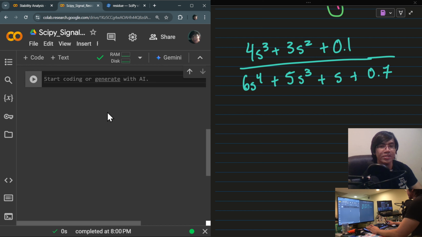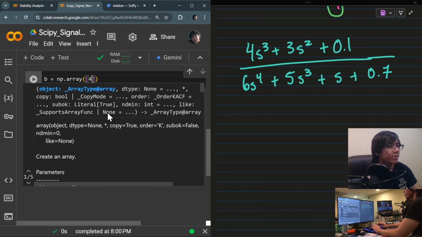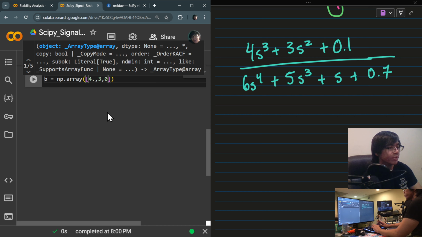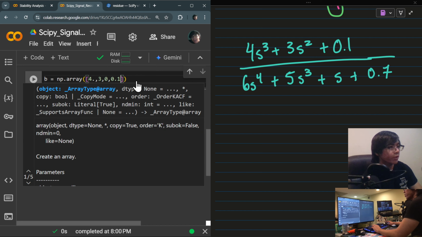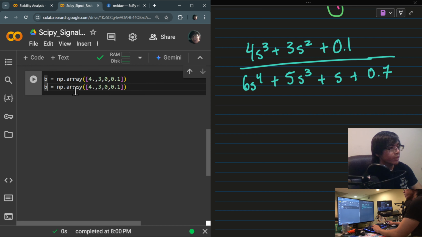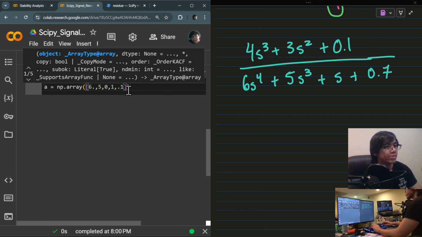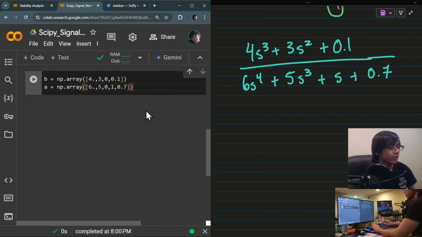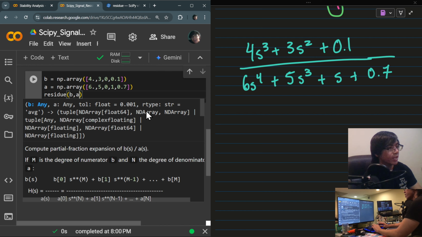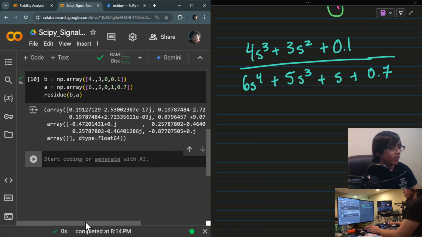I have some values up top there just to compare, in case this made-up example doesn't give me the things I'm looking for. Namely, I'm looking for a conjugate pair to show what it looks like and why those exist. I should have numpy imported at the top already. Remember, b was the numerator, so I go 4, that's the highest power, then 3, then we skip s, so we put a 0, and then we have 0.1. I'll copy that for the a array. Here we start with a 6 as the fourth, 5s cubed, we skip squared, and we have s as 1, and then 0.7. Now I think I have it imported already. So residue takes b and a as the arguments, and now we have our outputted partial fraction decomposition.